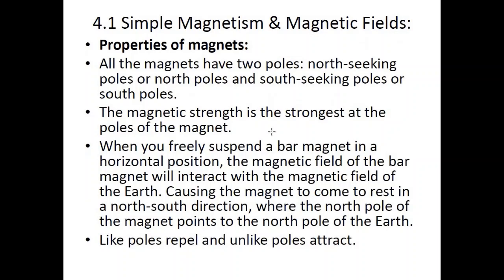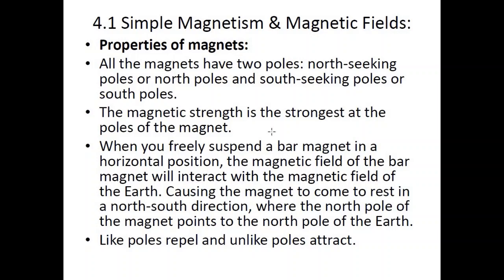Now, what are the properties of magnets? All magnets have two poles, a north pole and a south pole. They are known as that because if you hang a magnet freely by a piece of string in the center and let it hang freely, then one of its poles will always point towards the north. That is known as the north seeking pole or north pole, and the other one is known as the south seeking pole or south pole.